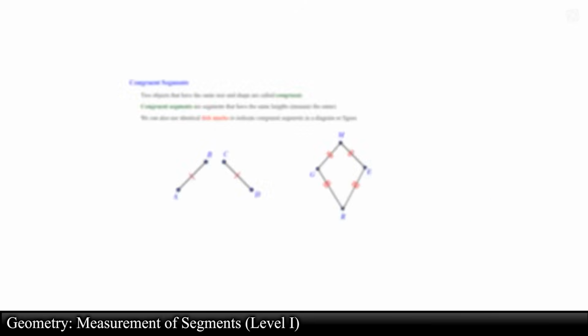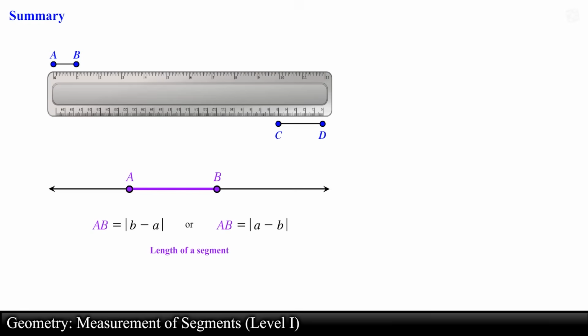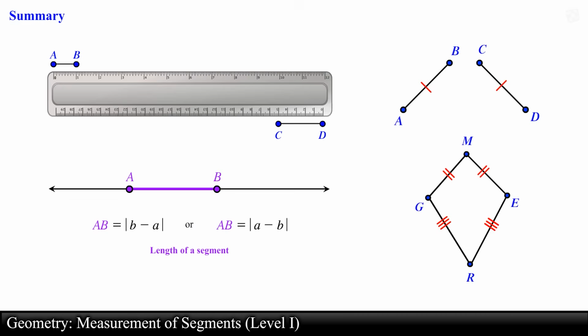Alright, and this is the basics of measuring line segments. We can find the length of a line segment by using a ruler with an appropriate unit, or we can use a number line and find the absolute difference of the segment's endpoint coordinates. We can also identify and label congruent segments by using tick marks in a diagram, or by using the congruence symbol, which tells us that two line segments have the same length. In our next video, we will go over simple examples that make use of the concepts learned so far.